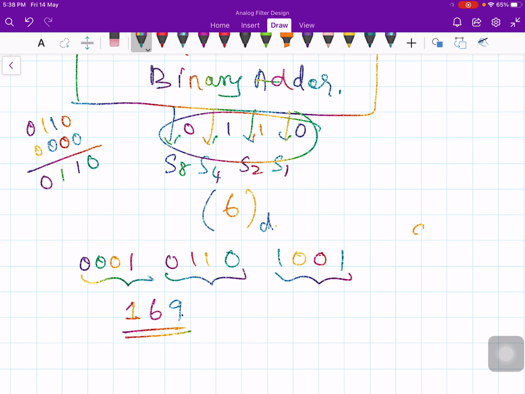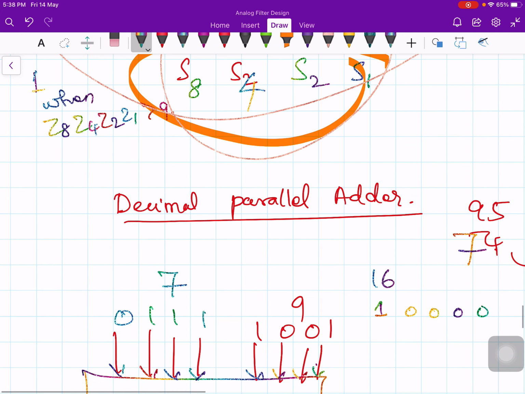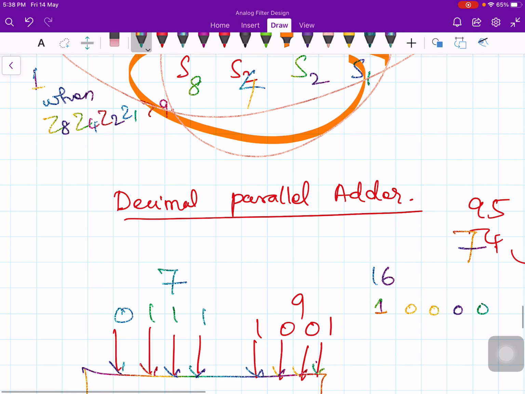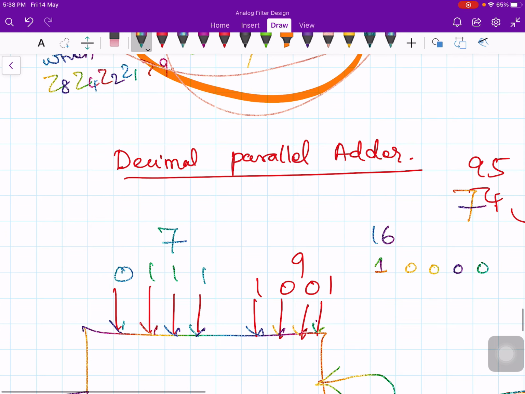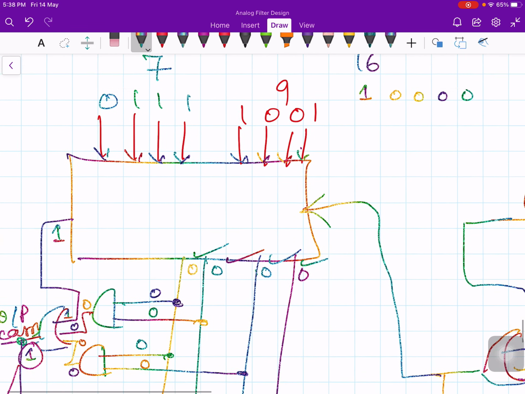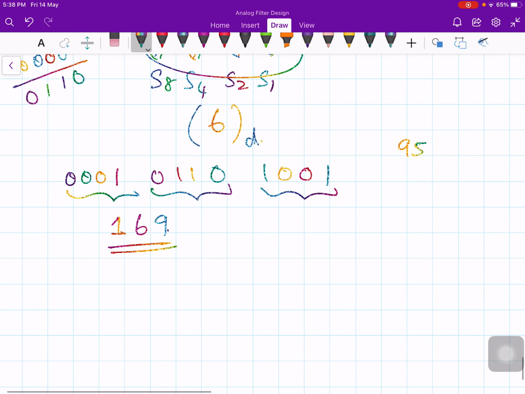So 95, what did I write? 95 or 90? Sorry, 90. 95 plus 74. 5 plus 4, 9. 9 plus 7, 169. That's it. I got the answer. So that's how you can implement the parallel adder.